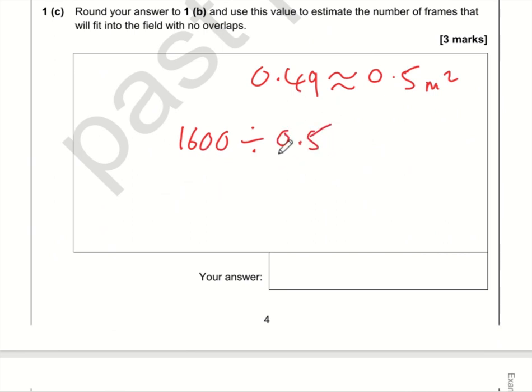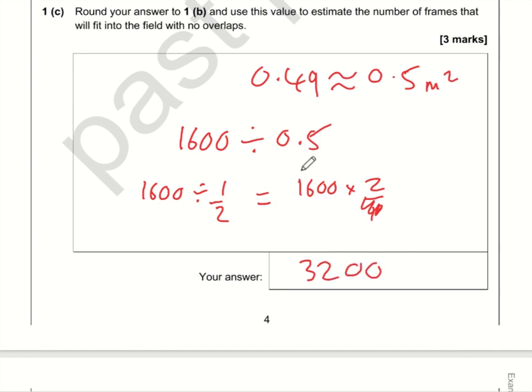So a couple of ways you could deal with this. First of all, 0.5 is a half, so 1600 divided by 1/2. And remember that when you're dividing by a fraction, you turn it into multiplication and you flip the fraction. And 2 over 1 is the same as 2. 2 times 16 is 32. Put the 2 zeros back in.